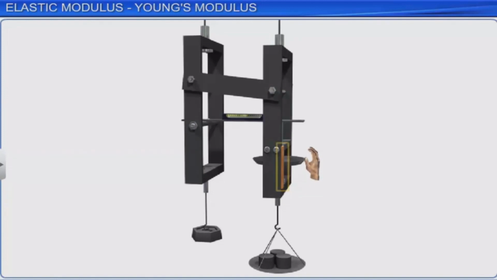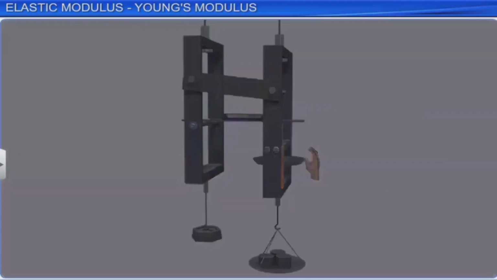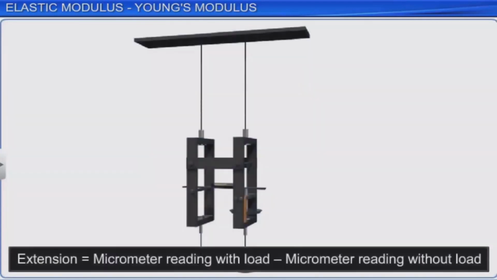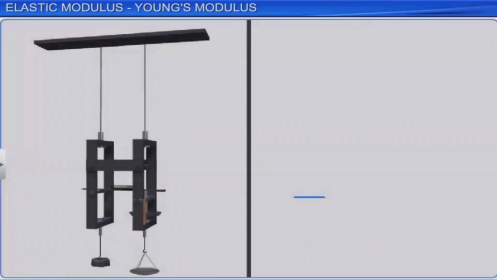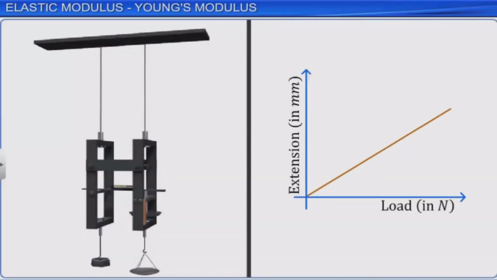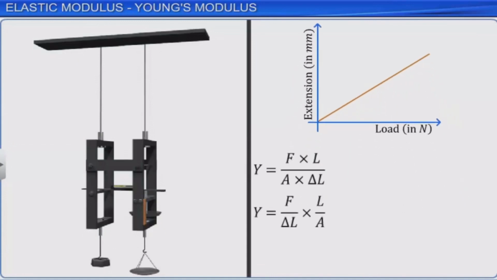The extension of the experimental wire is equal to the distance covered by the micrometer as it moves up. The load is increased by an equal amount, and each time the micrometer is moved up to return to a horizontal position and the reading noted. The difference between the reading with the load and without the load is used to calculate the extension caused by that load. A graph between extension and load is plotted. It is a straight line for low values of strain. Young's modulus is calculated using the expression for Y.